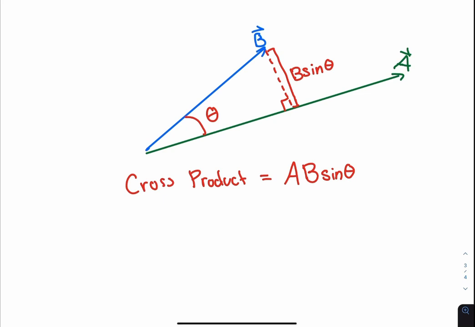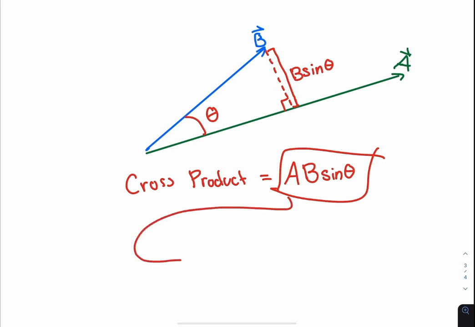Now, that might look correct, but we need to make a small change. AB sine theta is not exactly the cross product. It's actually the magnitude of the cross product. Like I said, the cross product gives us a vector as the product. So it wouldn't make sense for AB sine theta to be the product, because this gives us a scalar. So the magnitude of A cross B is AB sine theta. A and B both reference the magnitude of the vectors, and theta is referencing the angle in between the two vectors.